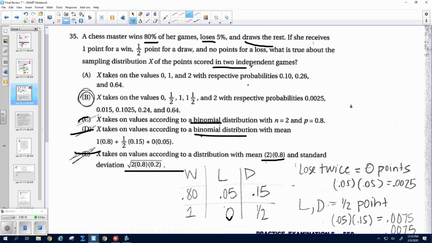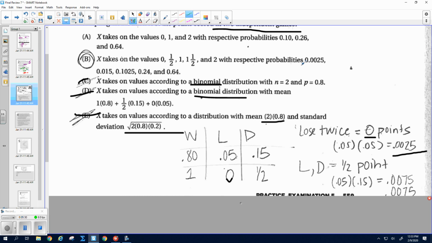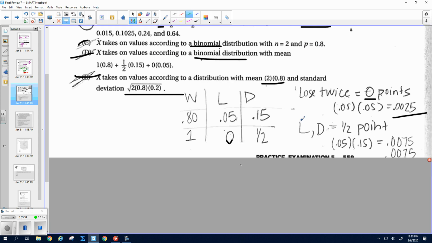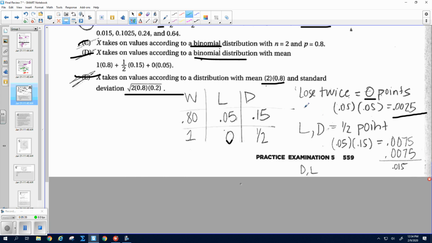in 2 independent games. So like we could lose twice. And if you lose twice, that's a 0.05 times a 0.05 probability, which is this. And that means we'd score 0 points. So I already can see that this is an option. All right. We could also lose and then draw. And we could also go in the other order, draw and then lose. So if I lose and then draw, it's 0.05 times 0.15, which is 0.0075. But again, we could do that in the other order, so I double it to get 0.015.